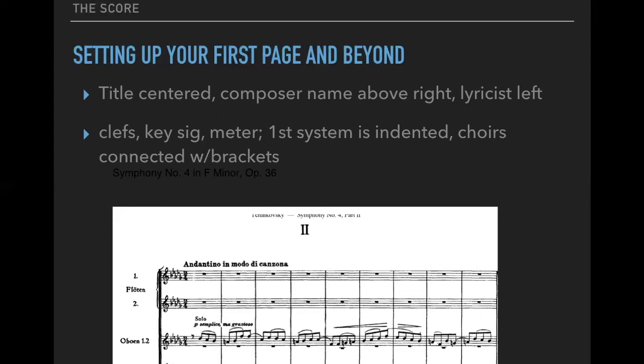On a first page, let's say of an orchestral piece like this, you'll notice that the systems are indented, and that's to make room for Flöten here, Oboen here, Klarinetten here. So we need some extra room to identify what the instruments are. Also notice that the choirs are connected with brackets, so you have a large bracket, and then here we have the flutes, which are separated with a brace. So showing the flute family, you have two flutes there, but that's still under the umbrella of the woodwind choir.